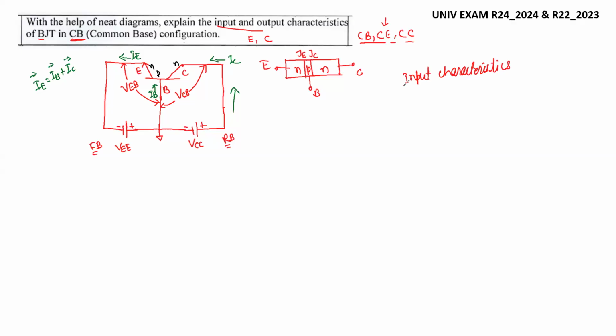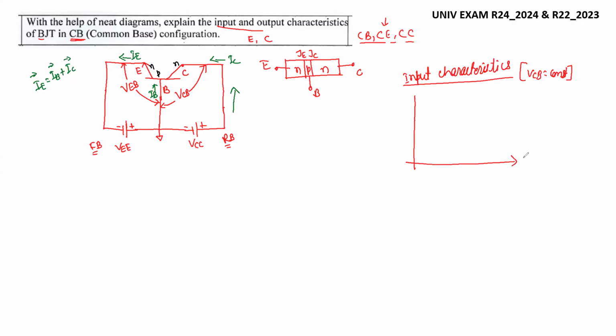So we are talking about the input characteristics, which means the output voltage should be constant here. VCB is going to be constant. Once we keep the constant value of VCB, the corresponding emitter current and the corresponding voltage between emitter and base will be measured here. In that, we have to plot the graph.